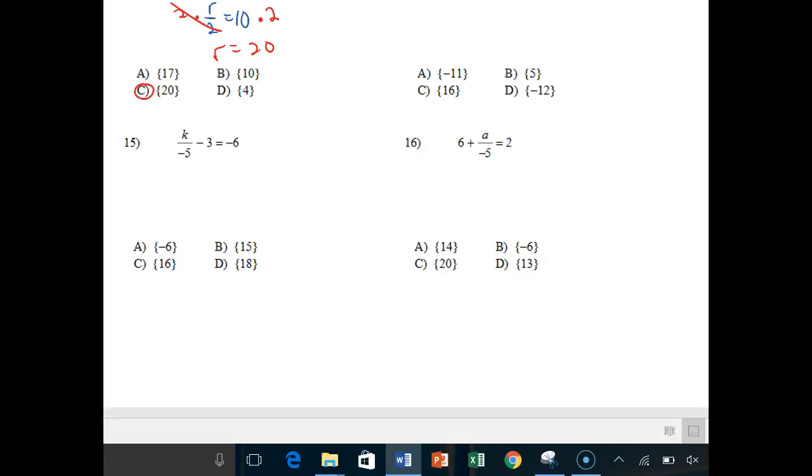And the last problem I'll help you out with is 15. I see a minus sign, so plus negative. Variables on the left-hand side, negative 3 is my constant. So I add 3. Those cancel off. K over not 5, but negative 5 is equal to negative 6 plus 3 is negative 3, DSSM. I go ahead and multiply not by 5, but by negative 5, because I do the exact same sign there. Those cancel off, and K is equal to negative times the negative is a positive 15.